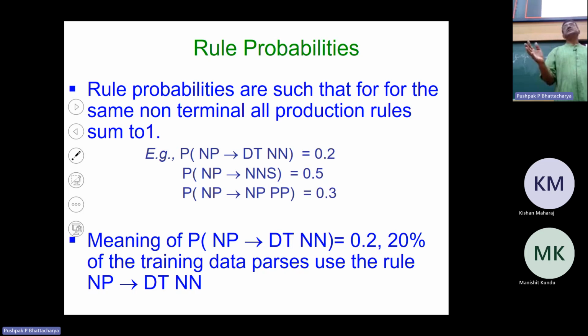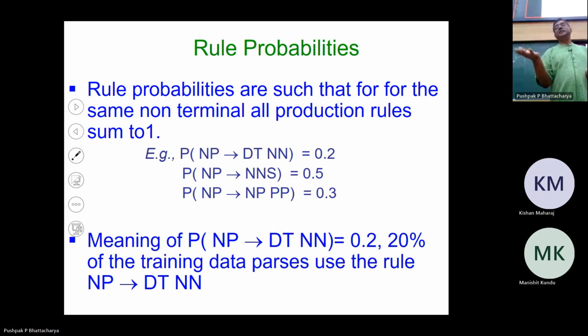Okay, so 20% of the noun phrases are determiner followed by noun. This you can easily obtain by counting and taking the ratio of counts from the annotated data. Now comes a very important question. What is the meaning of probability of NP → DT NN? What is this entity? NP goes to DT NN.